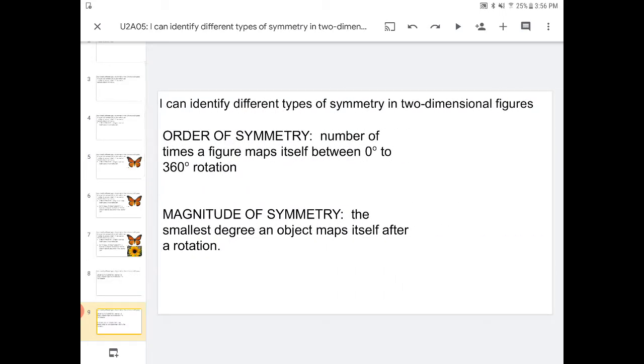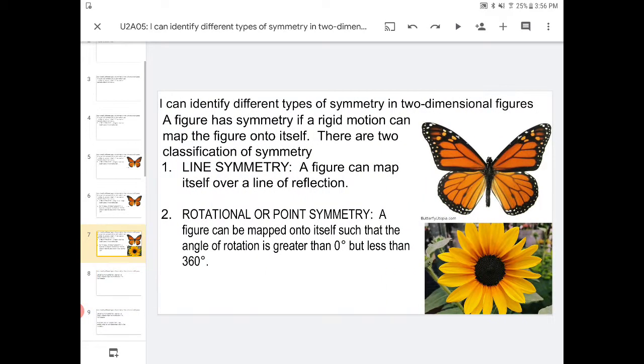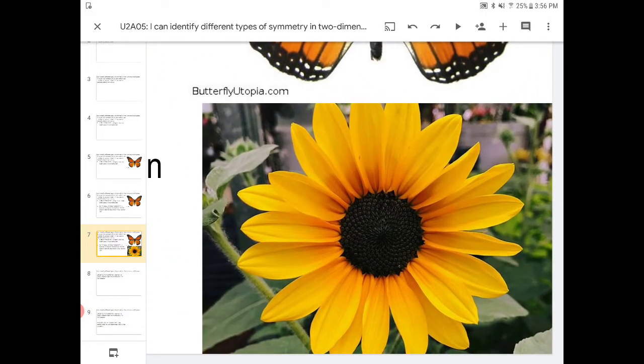We can also talk about the magnitude of symmetry. And what exactly is the magnitude of symmetry? It is the smallest degree that an object maps itself after a rotation. So for example, with the sunflower, would the magnitude of rotation be large or small? If you're thinking that it will be a small angle, then you're absolutely right. All we have to do is rotate this by a small degree, and then the sunflower will map onto itself. We can do this many times, and that would be the order of symmetry, and the order of symmetry would be high.